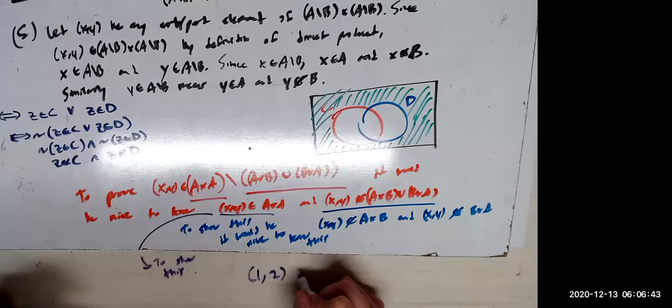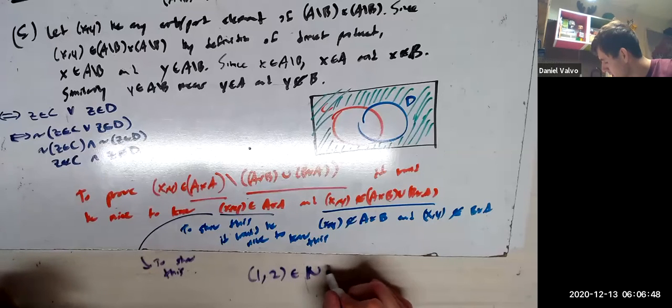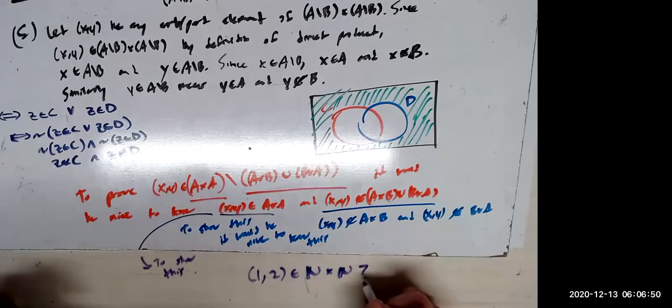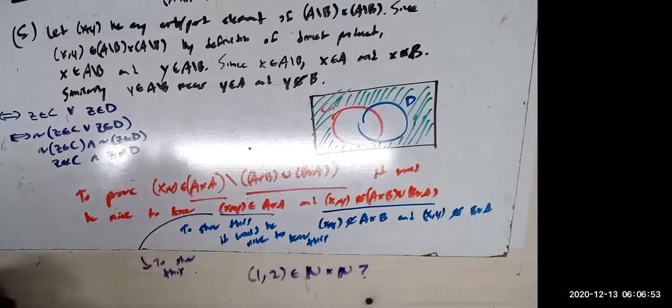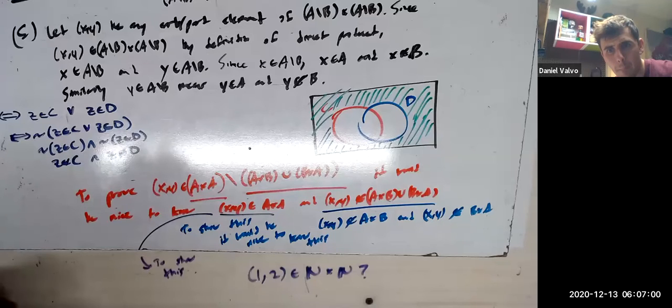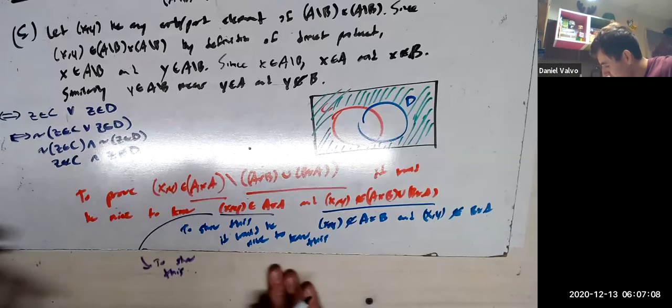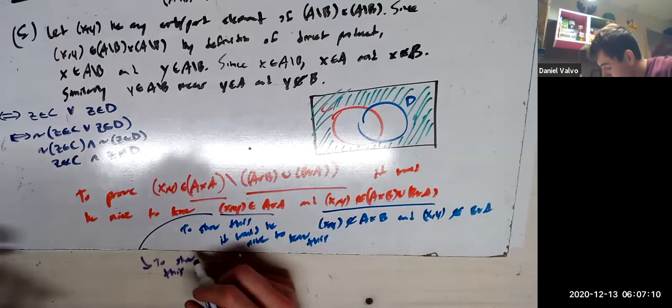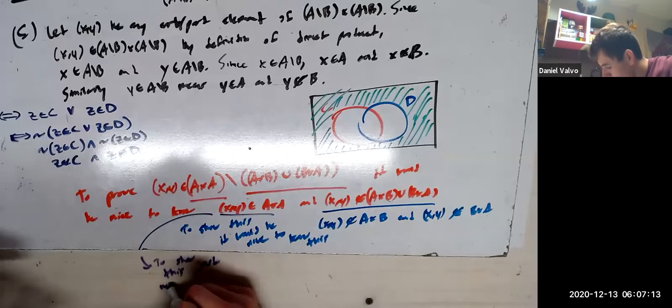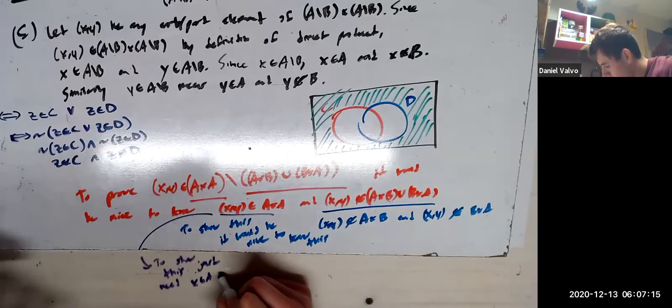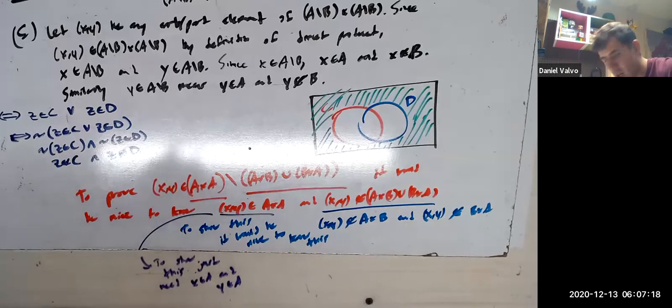Isn't it like the power set of A? If one is 1, 2, and the natural numbers cross the natural numbers. Yes. How do you know? Because both of them are natural numbers: 1 is a natural number and 2 is a natural number. Yeah, that's it. To show XY is in A cross A, you just need X in A and Y in A.